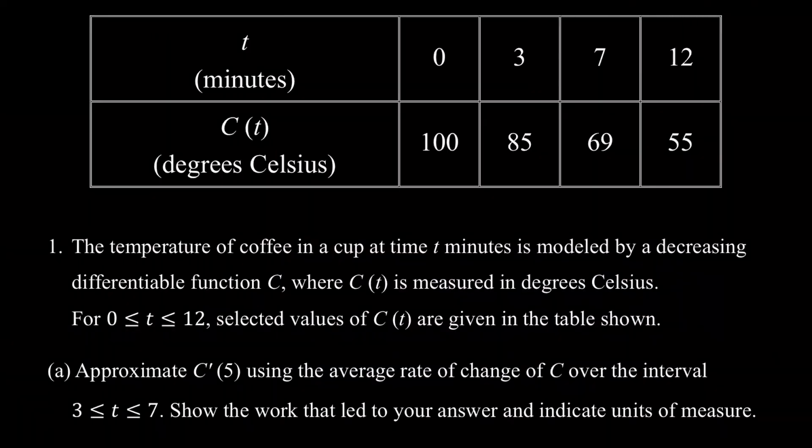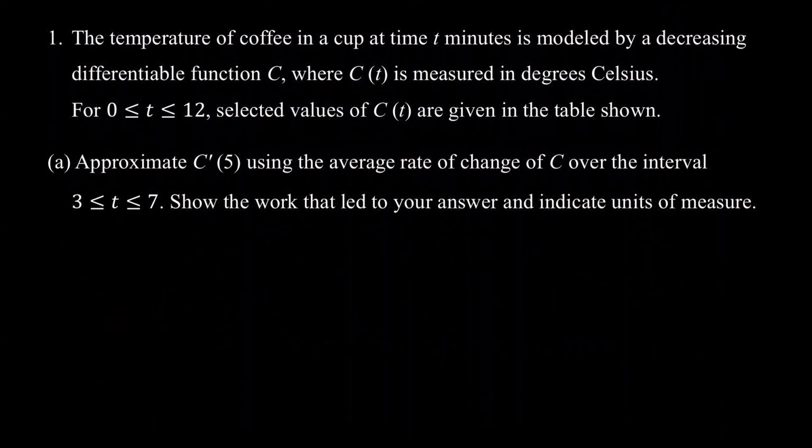In this question, we are given that the temperature of coffee in a cup at time t minutes is modeled by a decreasing differentiable function c, such that c of t is measured in degrees Celsius. And for values t between 0 and 12, selected values of c of t are given in the table above. The question is, we need to approximate c prime at time 5 minutes using the average rate of change of c over the interval from 3 to 7, and we need to show the work.